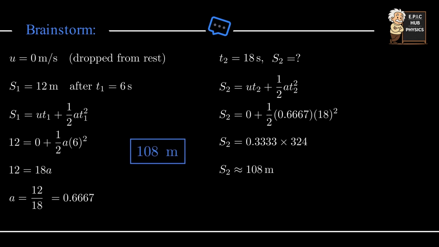What did we do? First, we used the displacement equation for motion under constant acceleration, and the information about the fall after 6 seconds to determine the acceleration due to gravity on the moon. Then, we used that same acceleration in the displacement equation again to calculate the distance fallen after 18 seconds. Finally, we evaluated the expression to obtain the total displacement from the starting position.